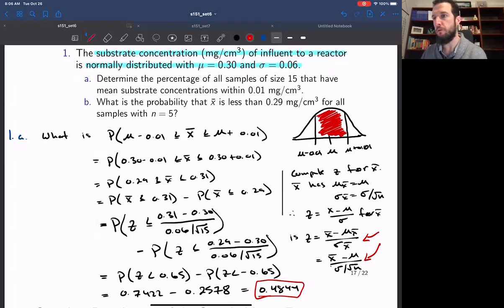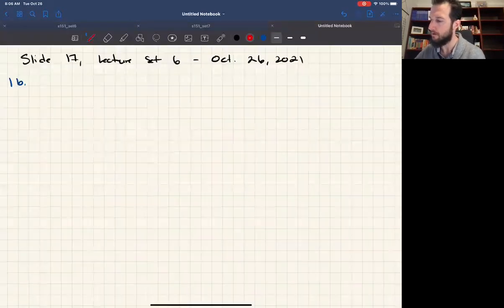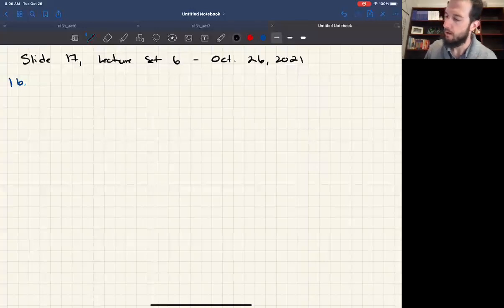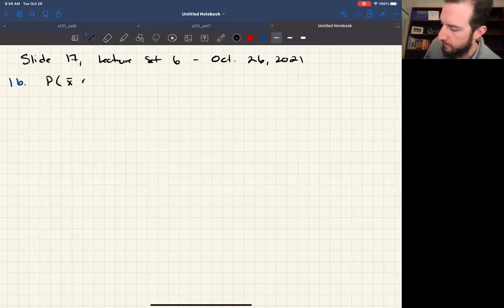Okay, I'm going to just flip over to a separate page because I ran out of room on this one. All right, so we are here now. So we want to know the probability X bar is less than 0.29. Okay.